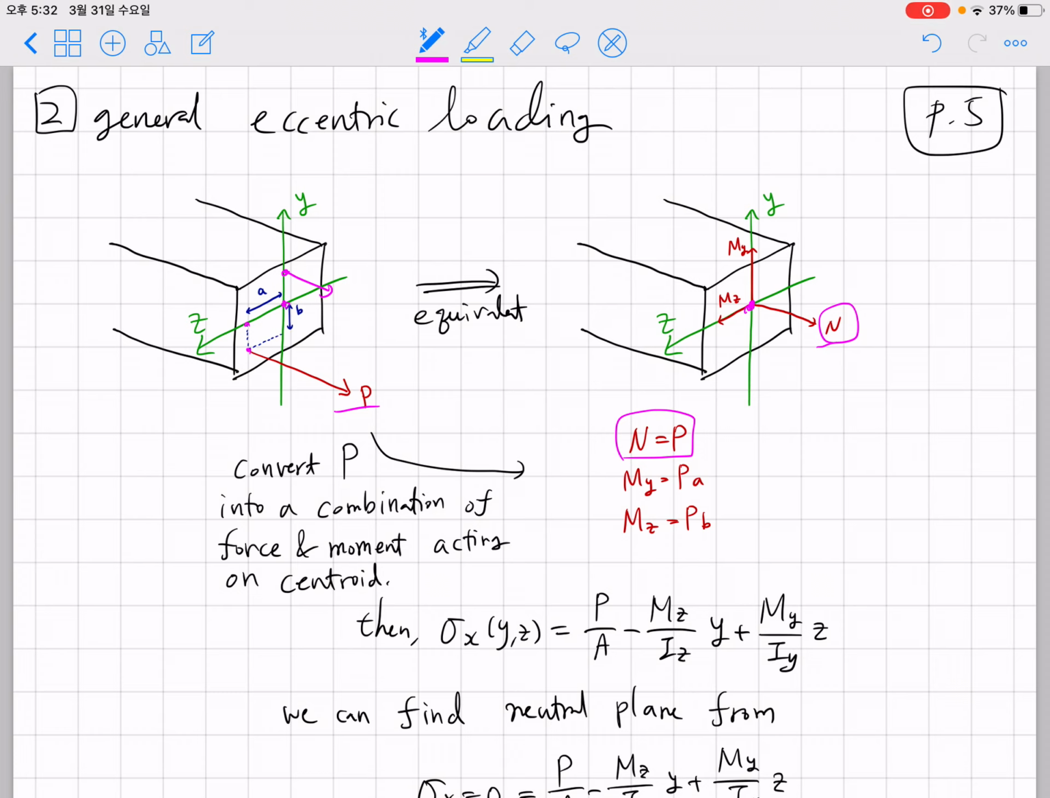However, even though you place N at the centroid, and even though the forces are equal to each other, you cannot make up the moment contribution from P. Because P is not located at the centroid, due to this P you're going to have some moment in the z direction and moment in the y direction.